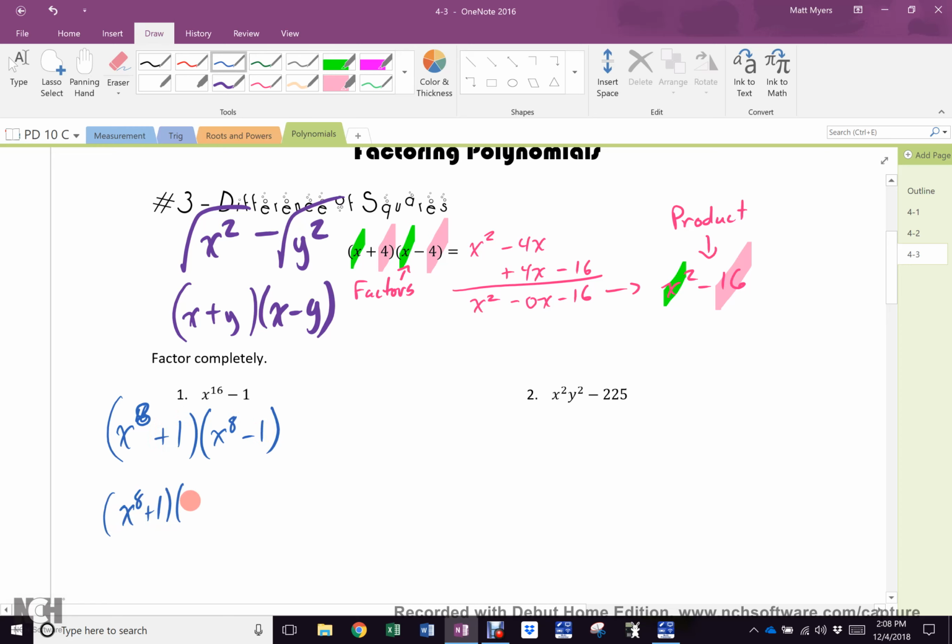What's here? Plus 1. Then what? Am I done? Why not? Perfect square, subtract, perfect square. Can I forget about the first 2 factors? No. X to the 8th plus 1, x to the 4th plus 1, x to the 2 plus 1, and x squared minus 1. Am I done?